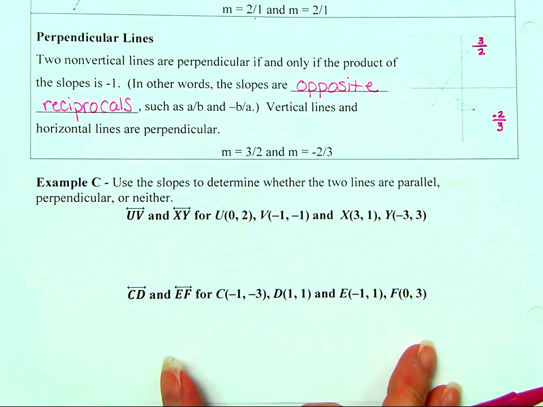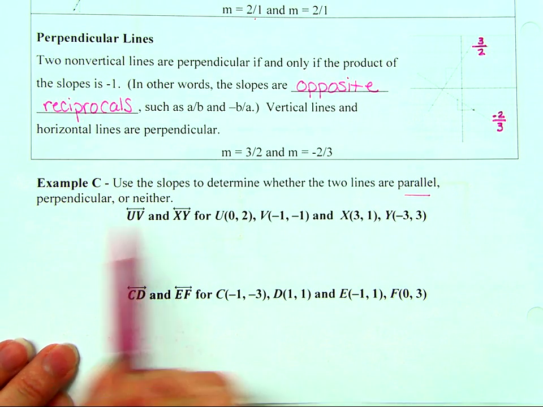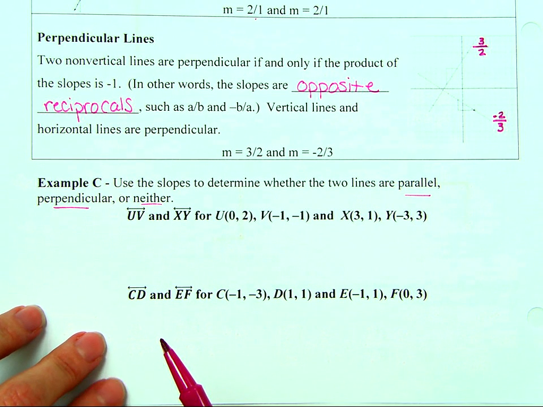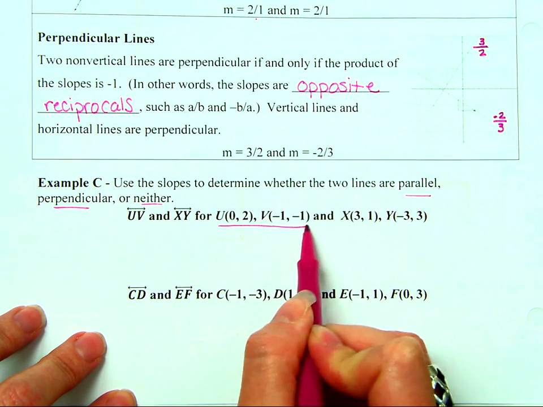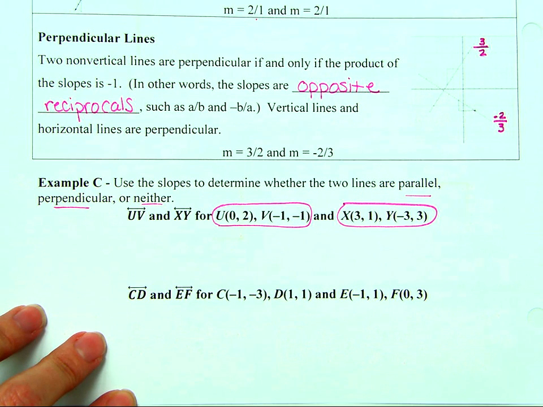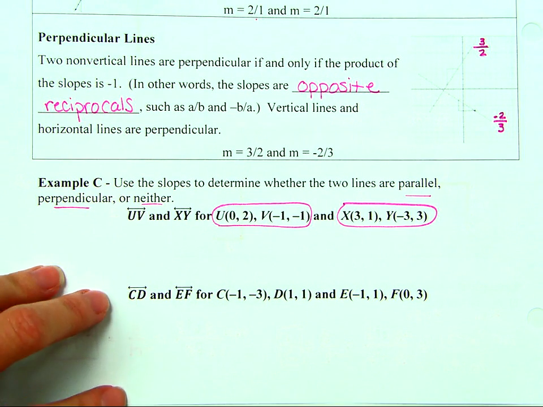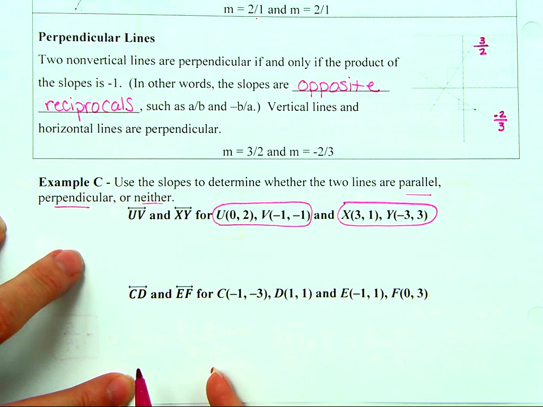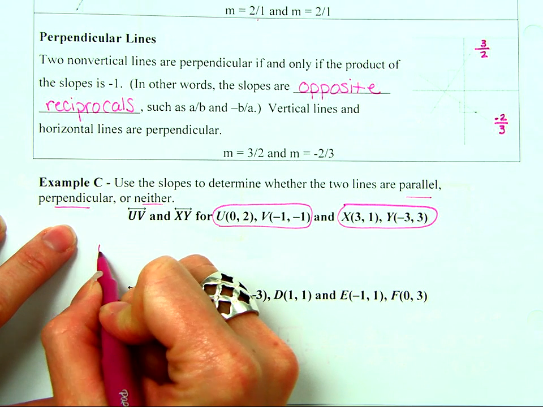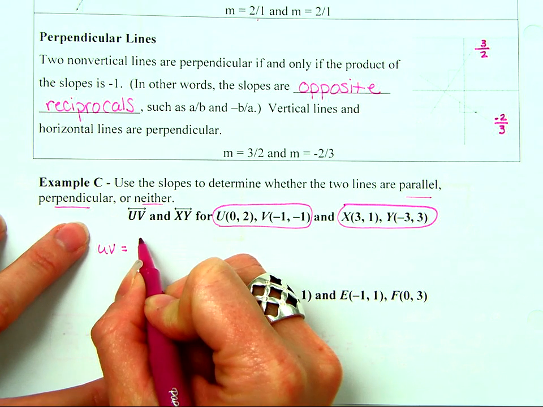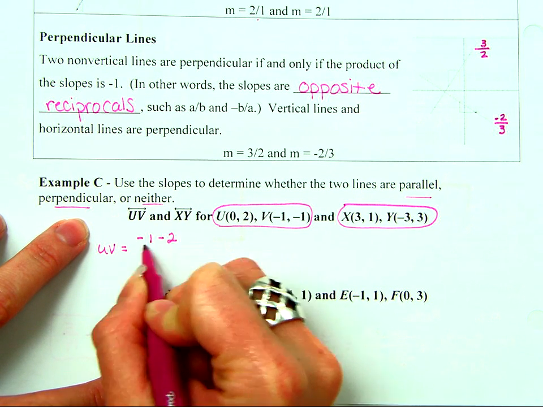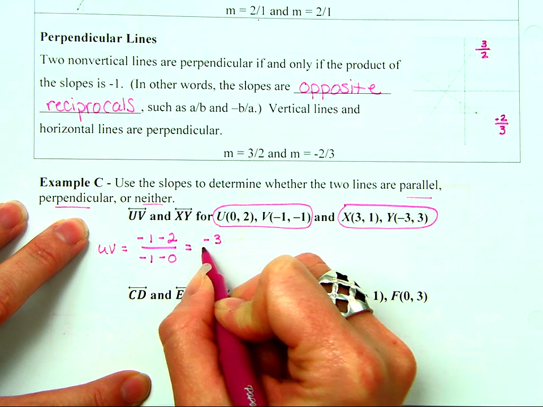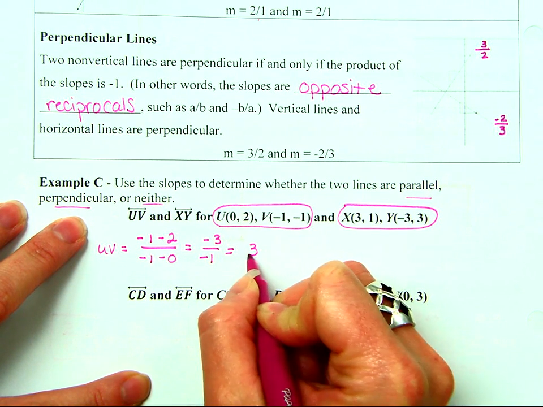So in example C, they're asking us to determine if our two lines are parallel, perpendicular, or neither. And I can see that in the first group, they're wanting me to look at the line UV compared to the line XY. So here is my line UV, here is my line XY. I really need to take a look at their slopes. So we're going to go ahead and calculate their slopes with our formula. We're going to use y2 minus y1 over x2 minus x1. So first I'm going to take a look at my slope for UV. Looks like we would have negative 1 minus 2 over negative 1 minus 0. Negative 3 over a negative 1. The slope is going to be 3.